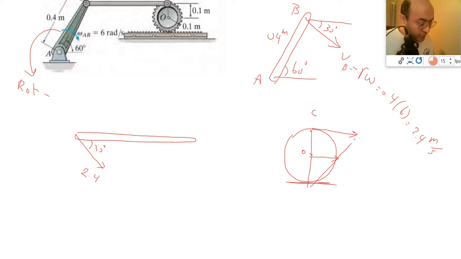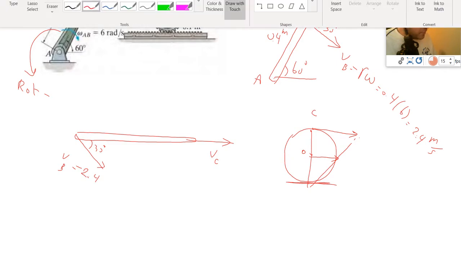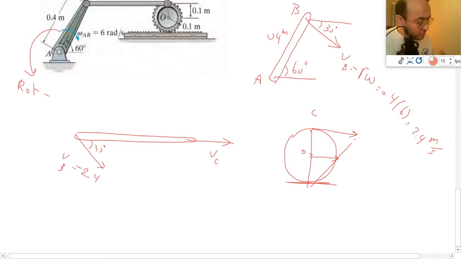What I get from this picture is that the velocity of C is going to be in this direction. That's the direction of the velocity of C. Now I want to find the center for zero velocity. To find it, we go with the same concept. We draw the radius for each of them and then find the intersection of those radii.